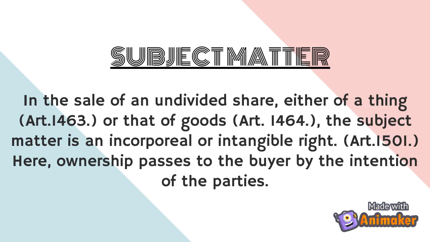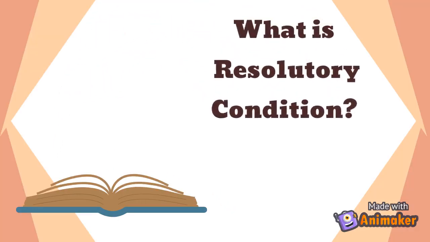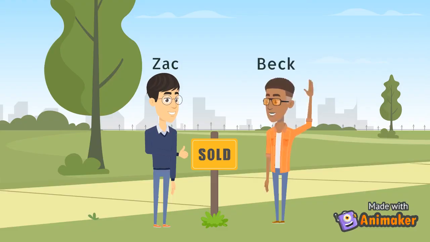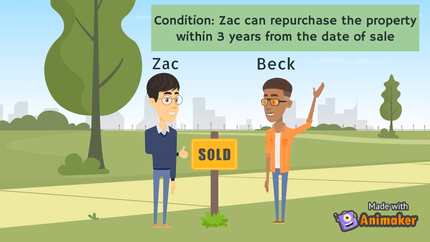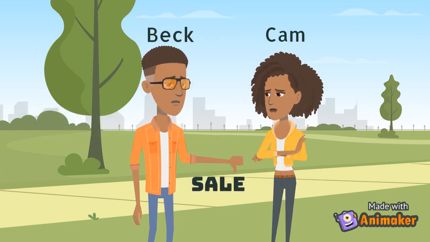Article 1465. Things subject to a resolutory condition may be the object of a contract of sale. What is a resolutory condition? It is an uncertain event upon the happening of which the obligation or right subject to it is extinguished. Hence, the right acquired by virtue of the obligation is also extinguished. Example: Zach sold a parcel of land to Beth subject to the condition that Zach can repurchase the property within 3 years from the date of the sale. If Zach exercises the right to repurchase, the sale is extinguished, provided it is made before the last day of the 3-year period falls.